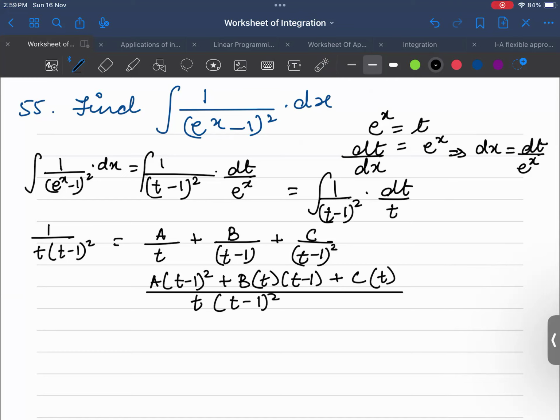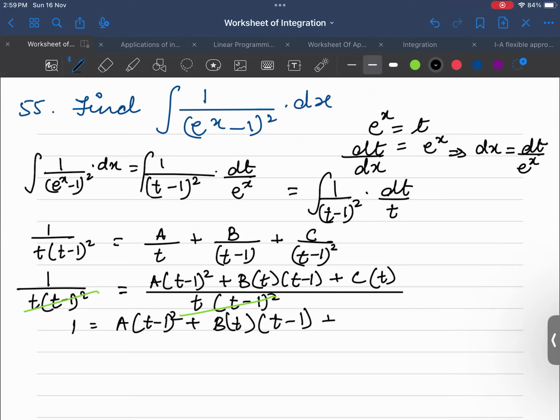So this is our 1 upon t (t minus 1) whole square. Then we can write 1 equals a (t minus 1) whole square plus b t (t minus 1) plus c t. I'm telling you the steps, I'm doing the steps along, and I suggest you also do the steps with me. Solve the question along with me. It would be easy. You will feel more confident.